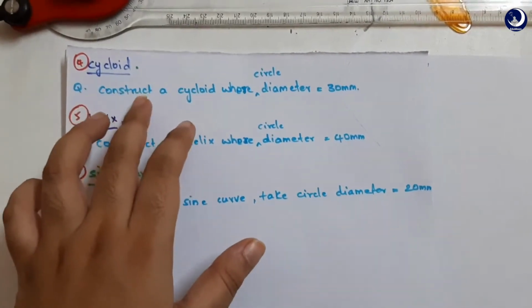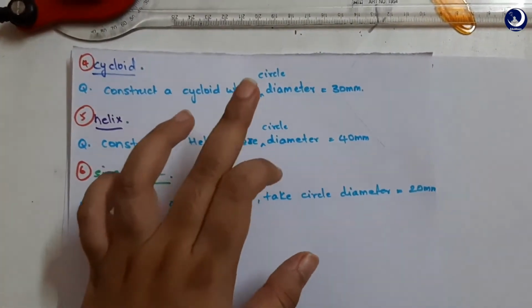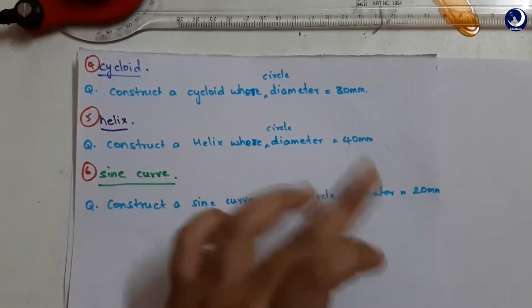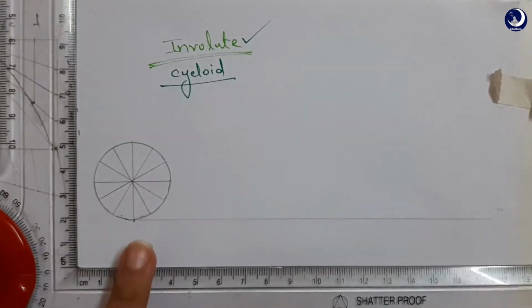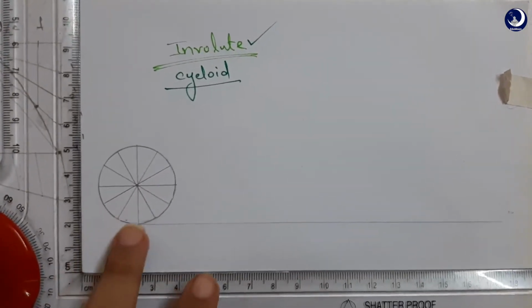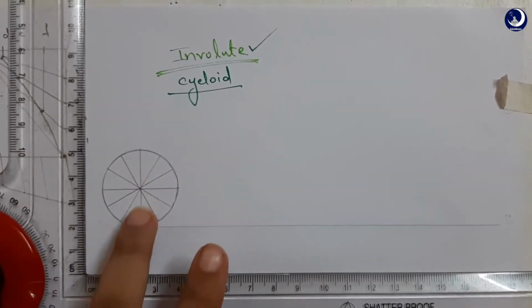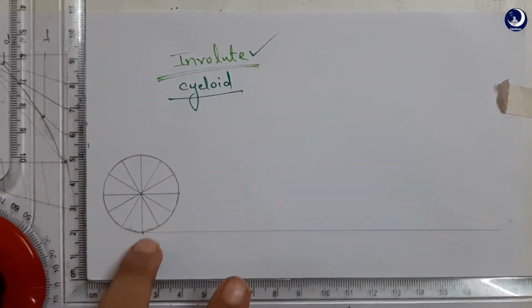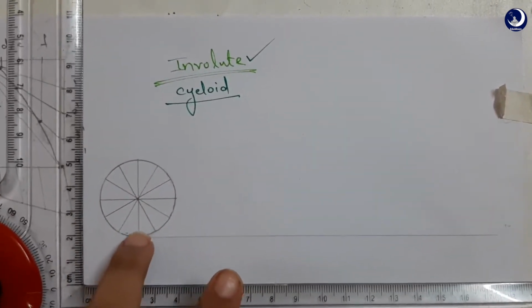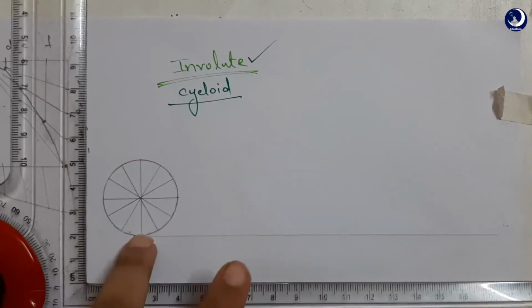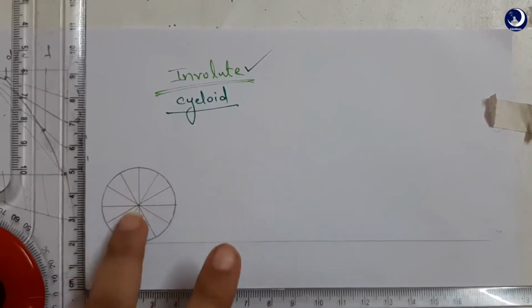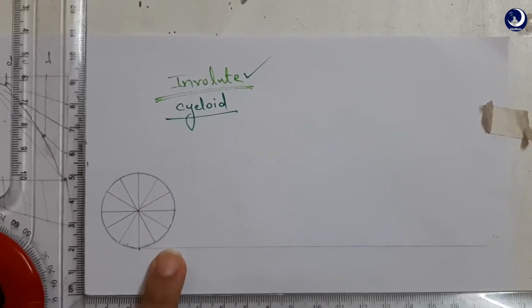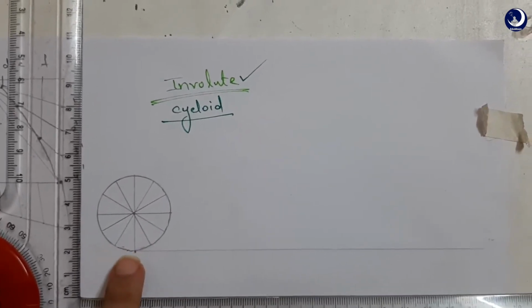The question for cycloid is: construct a cycloid where the circle diameter is equal to 30 mm. As I discussed in the introduction video for cycloid, consider this circle to be a wheel, and so now I've taken a circle of diameter 30 as given in the question, and I've divided it into 12 parts. You can also divide it into 8 parts.